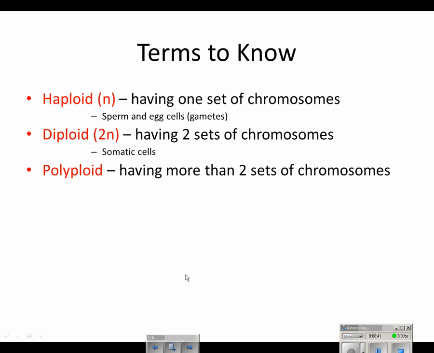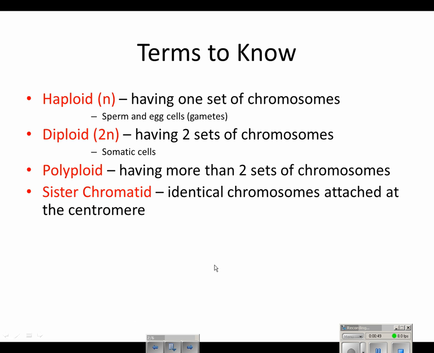Polyploid means that there are more than two sets of chromosomes. For example, some plants are polyploid and have multiple sets of chromosomes. A sister chromatid is an identical chromosome that is attached to its identical chromosome at the centromere. So when one chromosome replicates itself, it will have an identical sister chromatid.